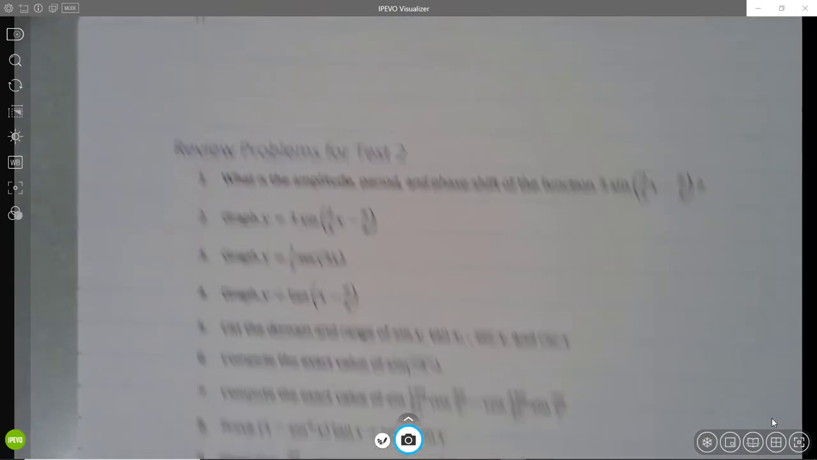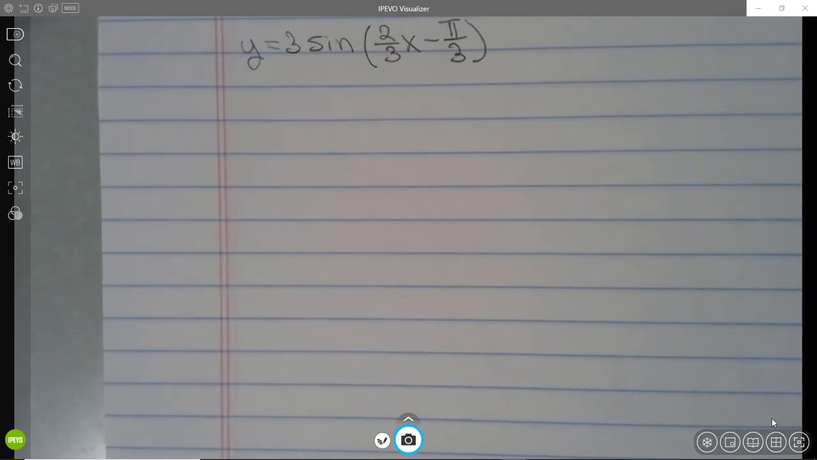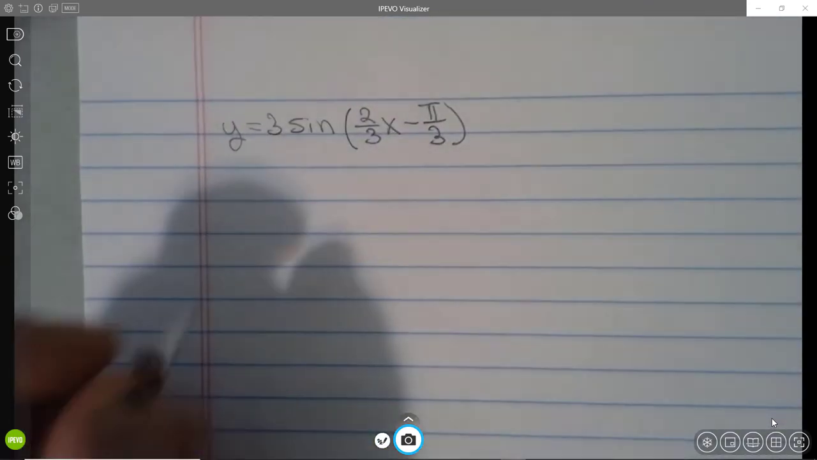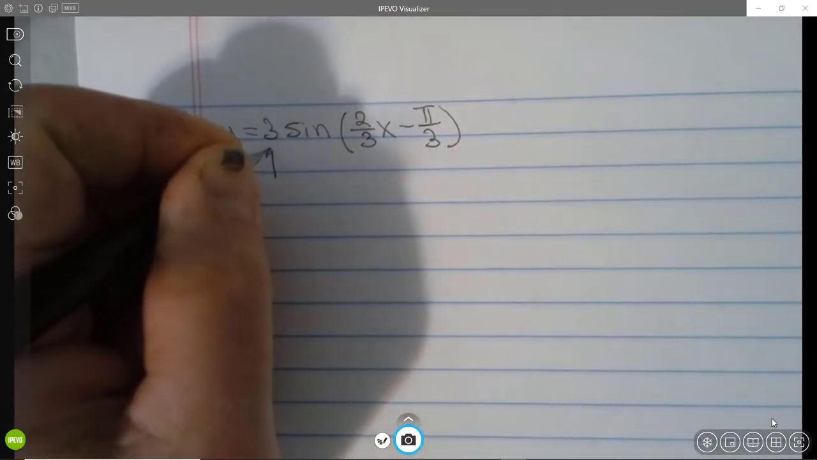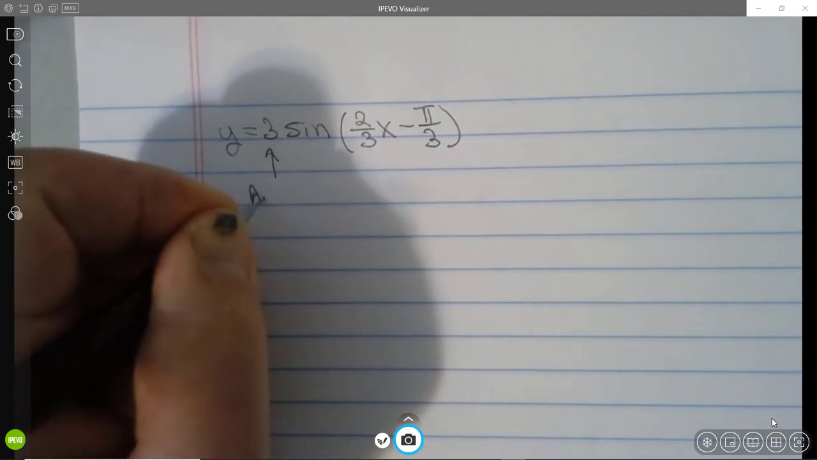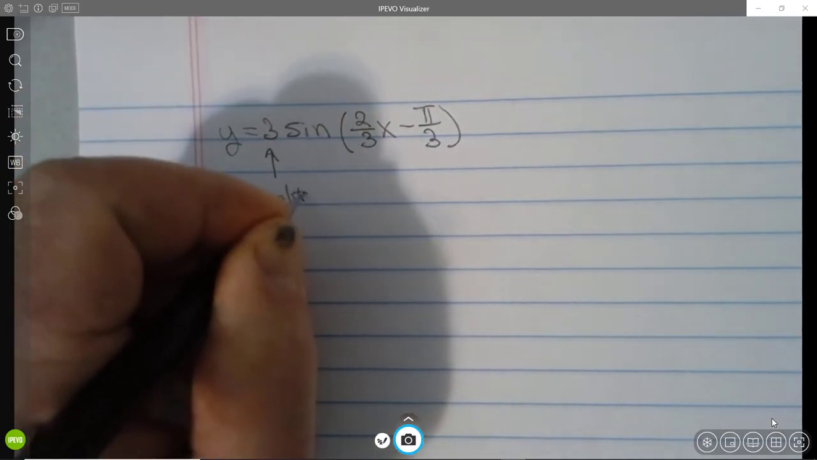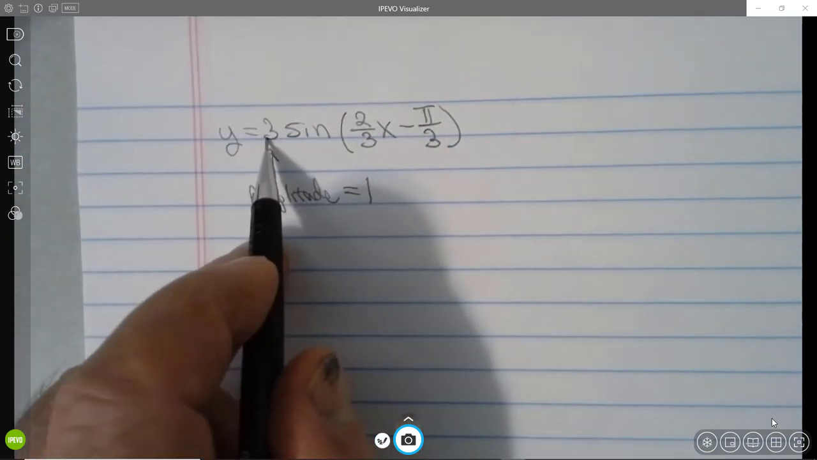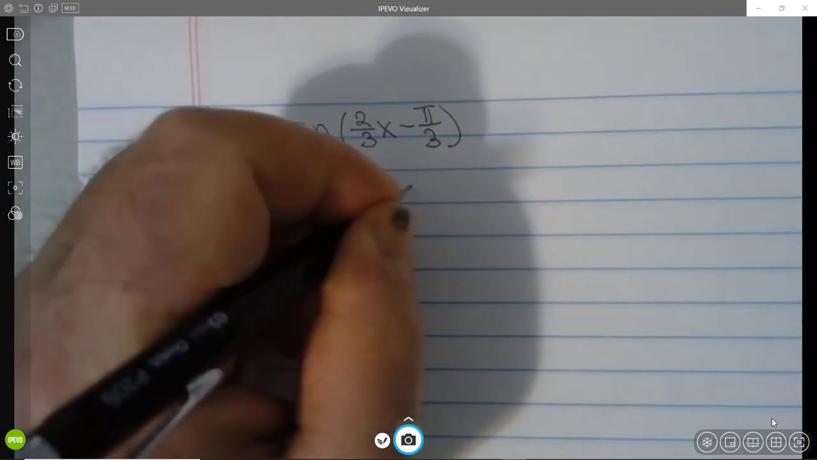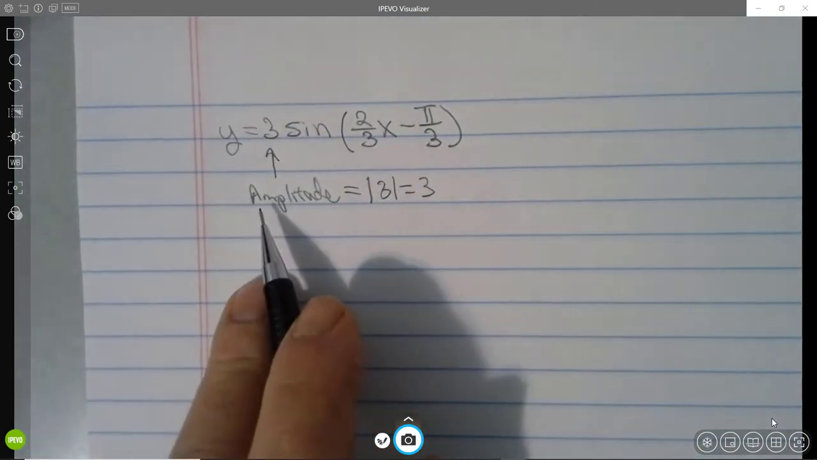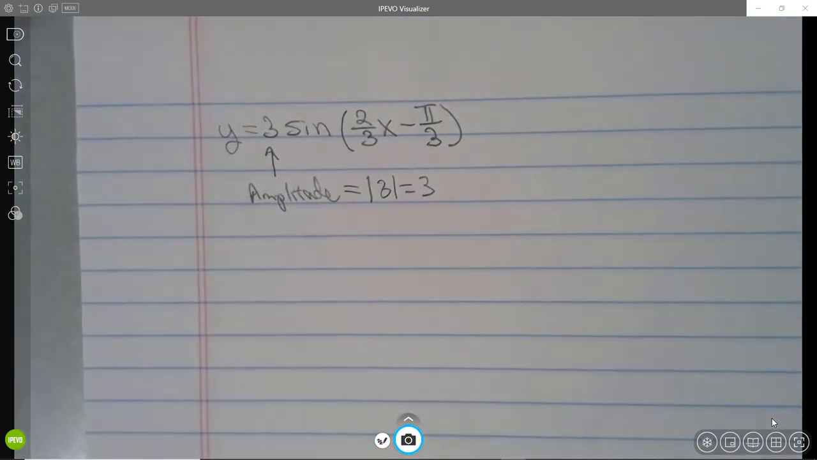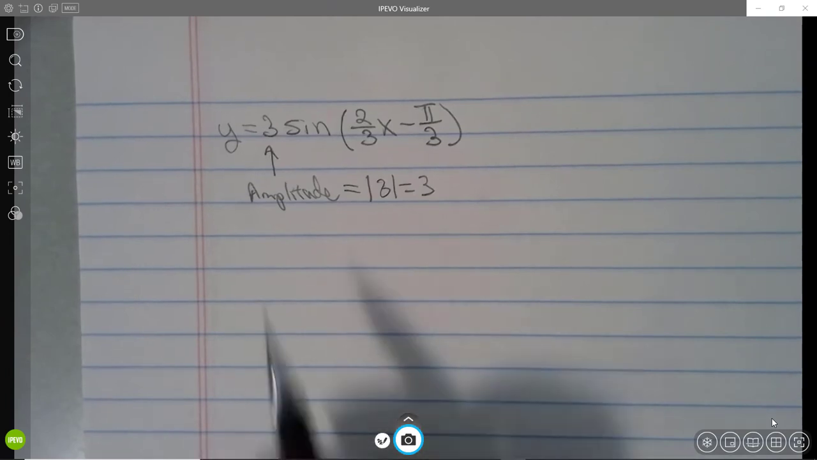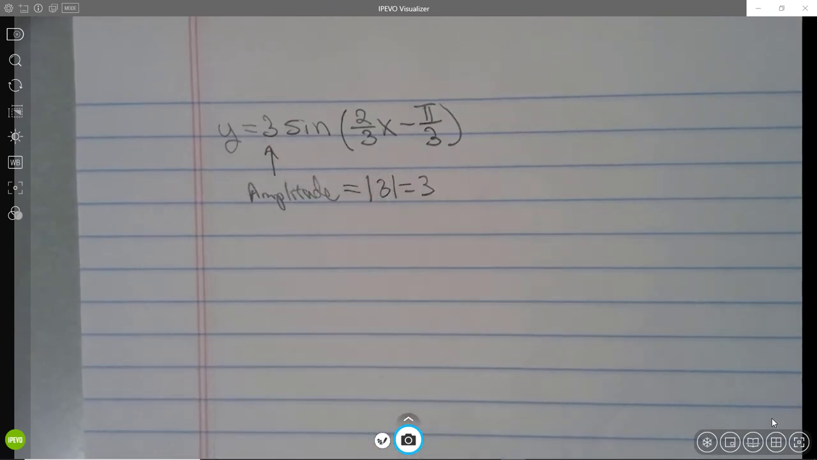Let's write down what we can now from doing some analysis. So this is our function here. This coefficient right here always gives us the amplitude. What you do is you take the absolute value of that coefficient. Absolute value of 3 is 3. So that's the amplitude. That's how tall the peaks and how low the valleys should go on the sine function.